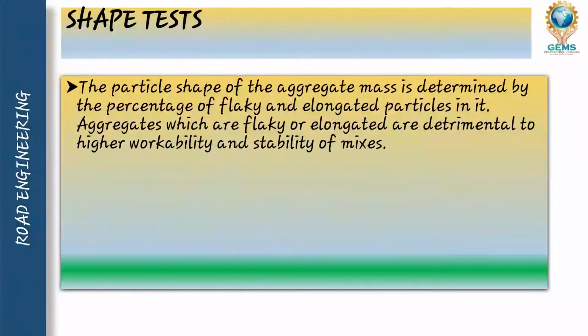Next is the shape test. The shape test is all about checking the shape of the aggregate particles in an aggregate mass, to determine the percentage of flakiness and elongation in it. The shape test is divided into 2 types, that is flakiness and elongation. Aggregates which are flat or elongated are determined to affect the workability and stability of the mixture. Let us discuss the flakiness and elongation tests of the particles.